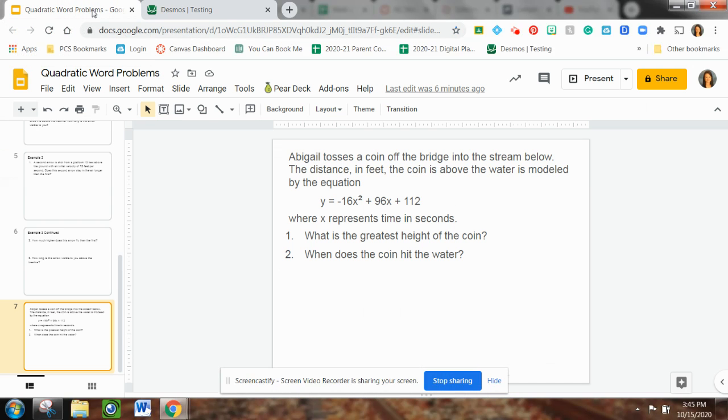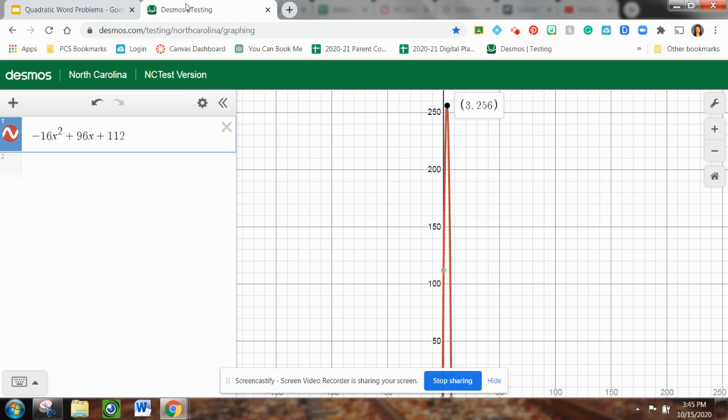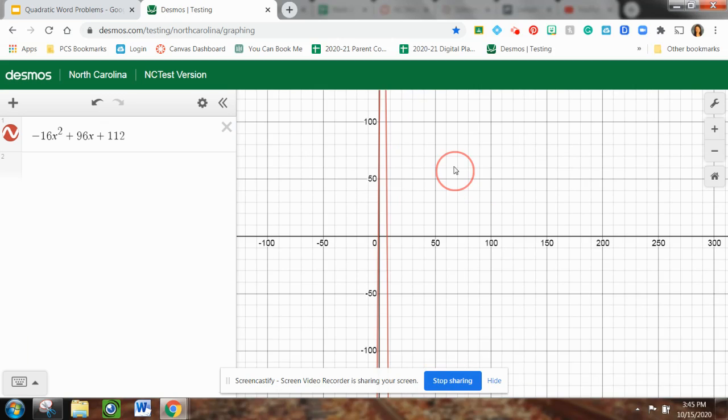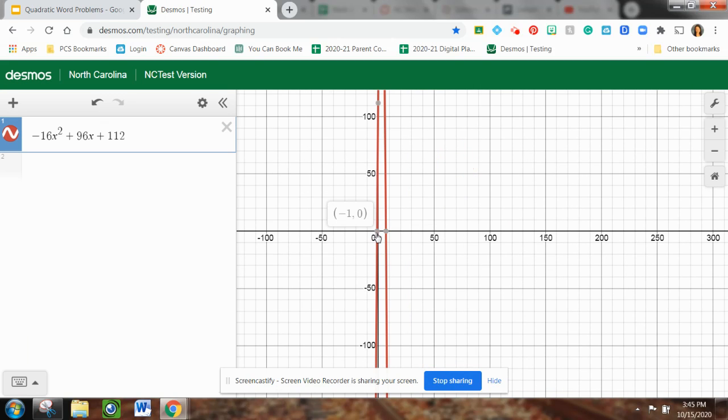So the maximum height of this coin is 256 feet, which happens at 3 seconds. And then the coin hitting the water is an x-intercept. So again, I have to pick the left one because it's positive. So the coin would hit the ground after 7 seconds.